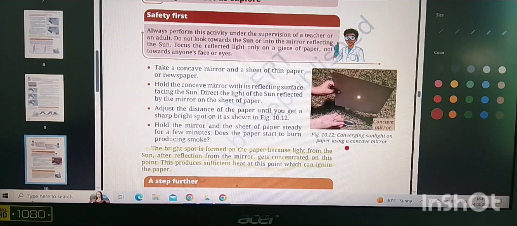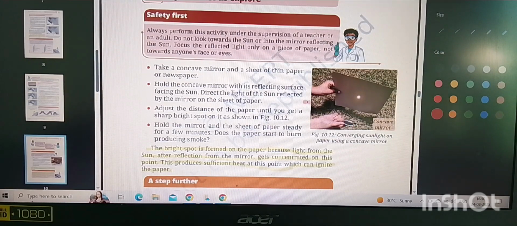So here is an example of convergence in the case of a concave mirror. We take a concave mirror and a piece of paper. When we place this concave mirror towards the sun, what happens? A bright spot is formed on this paper. Why is this bright spot formed? It is because the light from the sun, after reflection from the mirror, gets concentrated on this point.